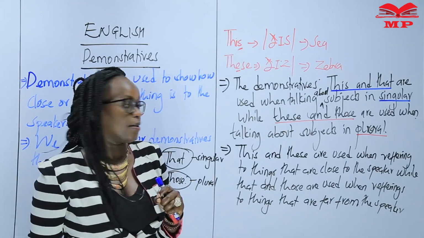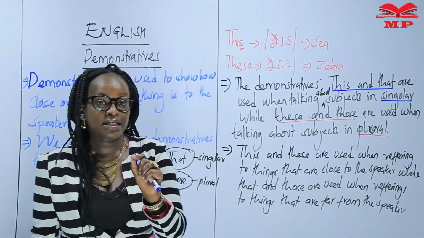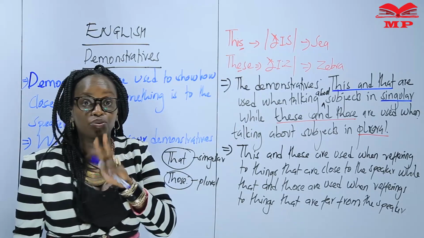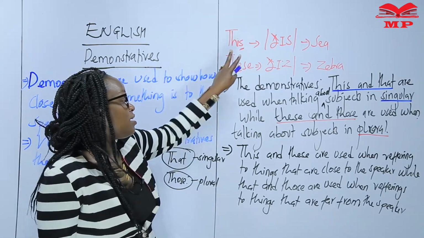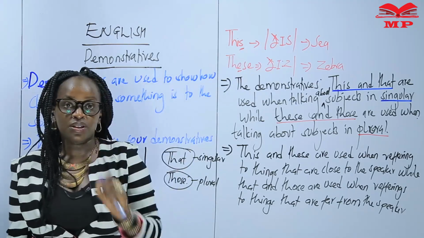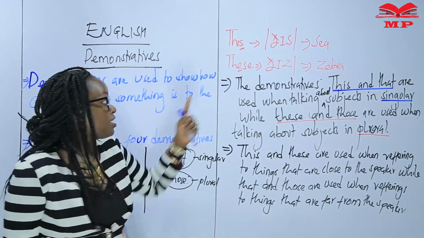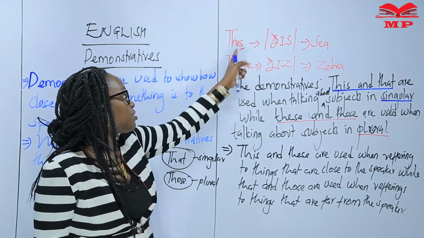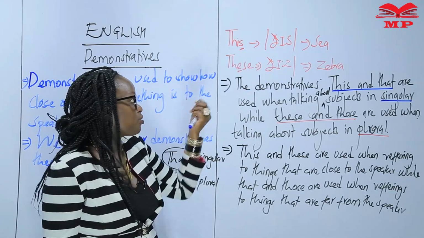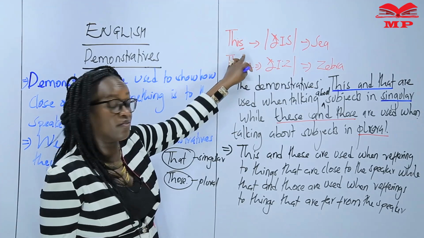Therefore, it is very important for you to understand first the differences in pronunciation between those two words, and also demonstratives, and also the difference in usage, because there's a difference in the way that you use those two. We've said this one is used when talking about things close to the speaker, but in singular, used with singular subjects or singular verbs.